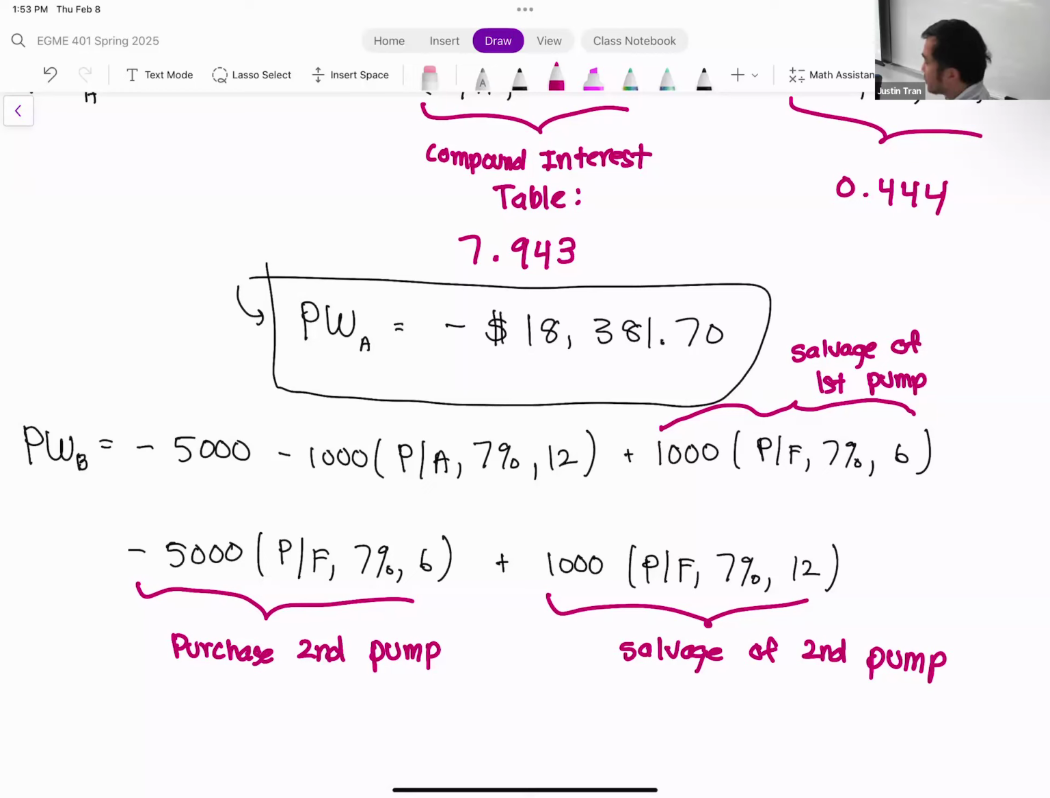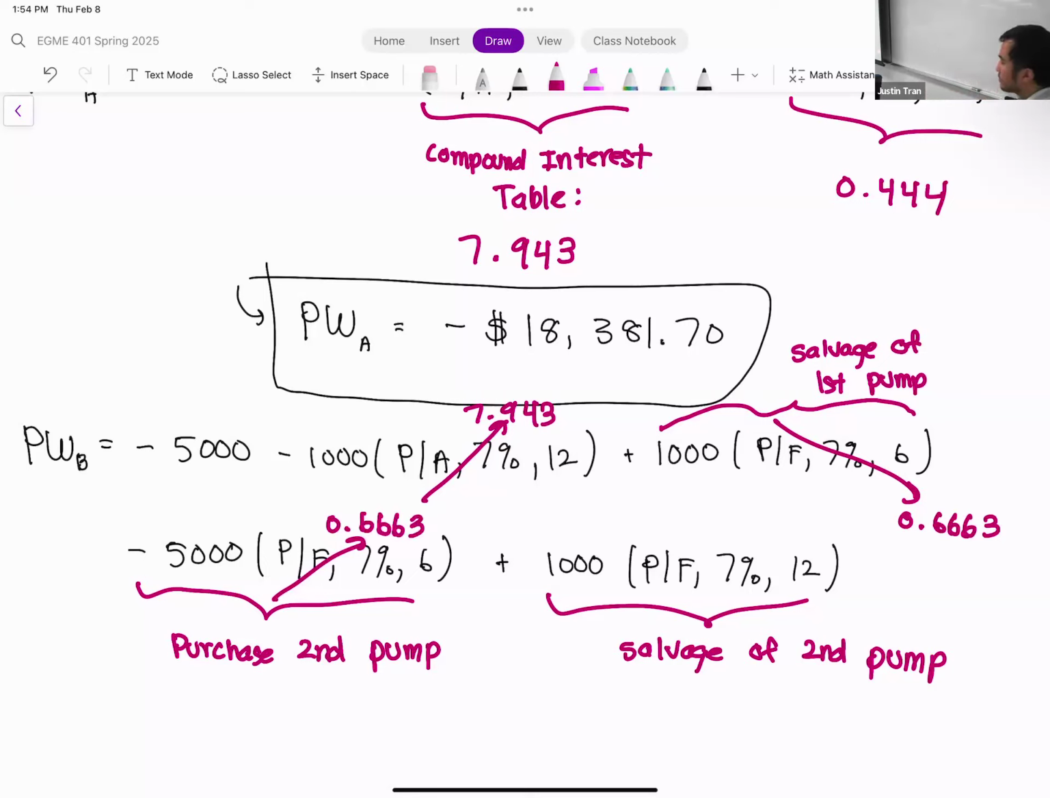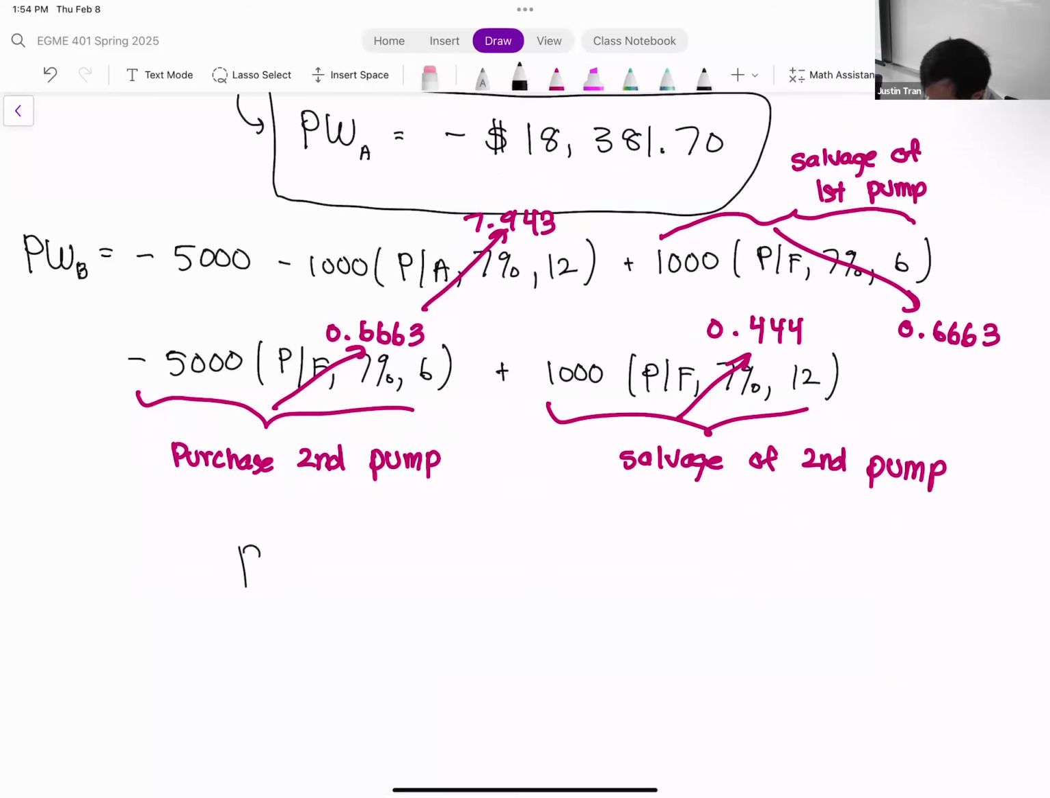All right. So our expression is a little bit longer here just because we had to buy the replacement. But now we're at a stage where we can just plug in the values from the compound interest table. This value here, we had from pump A. We know this one is 7.943. This value here, P over F, 7%, 6, is 0.6663. This one here is exactly the same, 0.6663. And then our final salvage value is the same as the top one, 0.444. So we plug all that in.